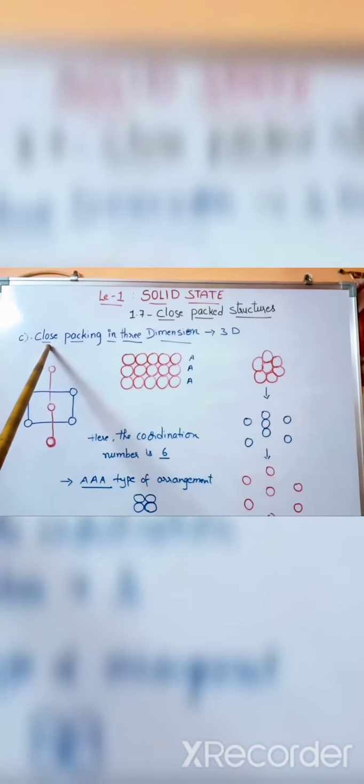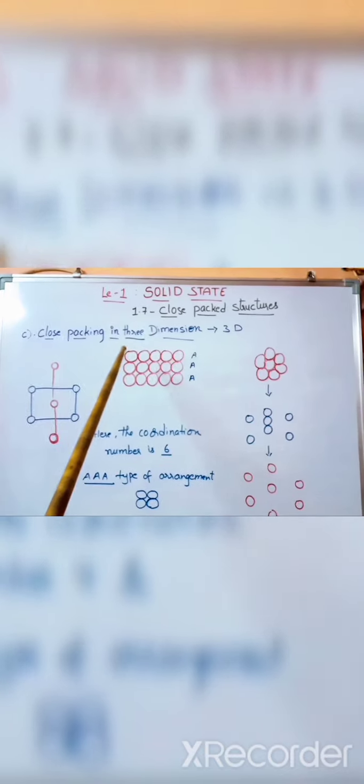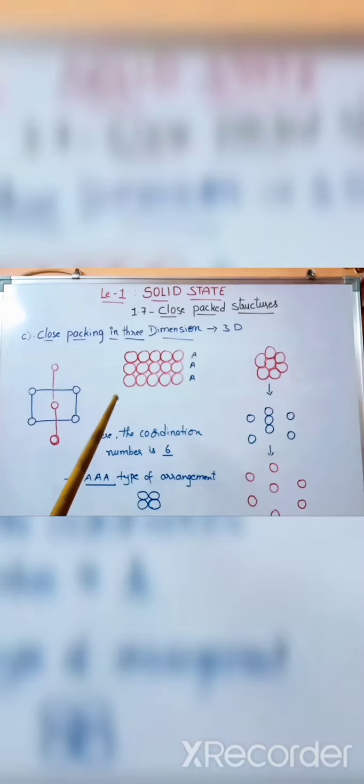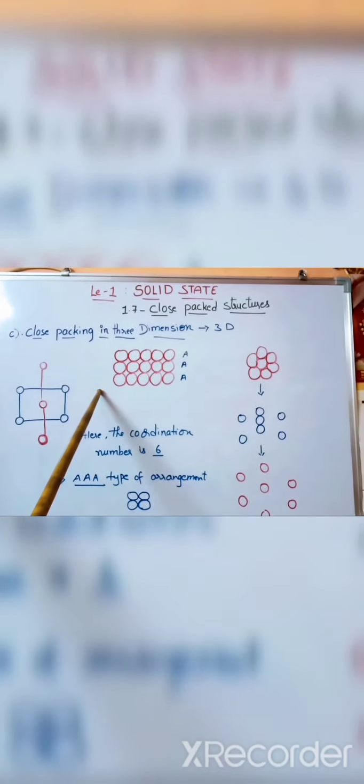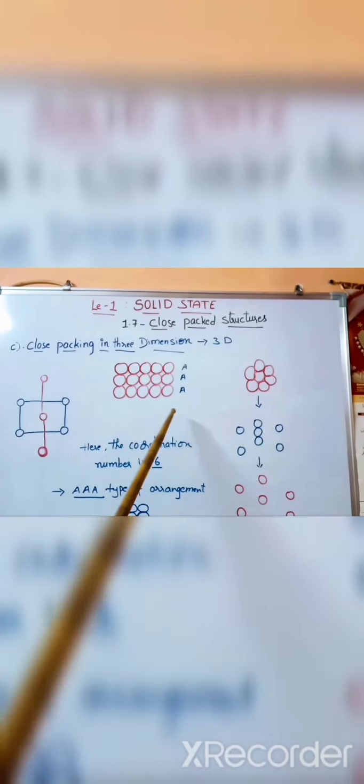Now the next type is close packing in 3 dimensions. Three dimensional close packing from 2 dimensional square close packed layers can be obtained by placing 2 dimensional square close packed layers above the first one such that the spheres of the second layer are exactly above the first layer. In this type of arrangement, both the layers are perfectly lined horizontally and vertically. So on arranging one layer on the other, you will get a structure like this.